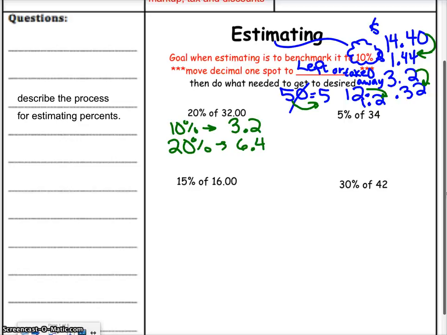5% of 34. So I first benchmark it to 10%. What's 10% of 34? 3.4. Yep. Move the decimal one to the left. 5% then would be half of that 10%. So what's half of 3.4? 1.7. Got it? So 5% is 1.7.